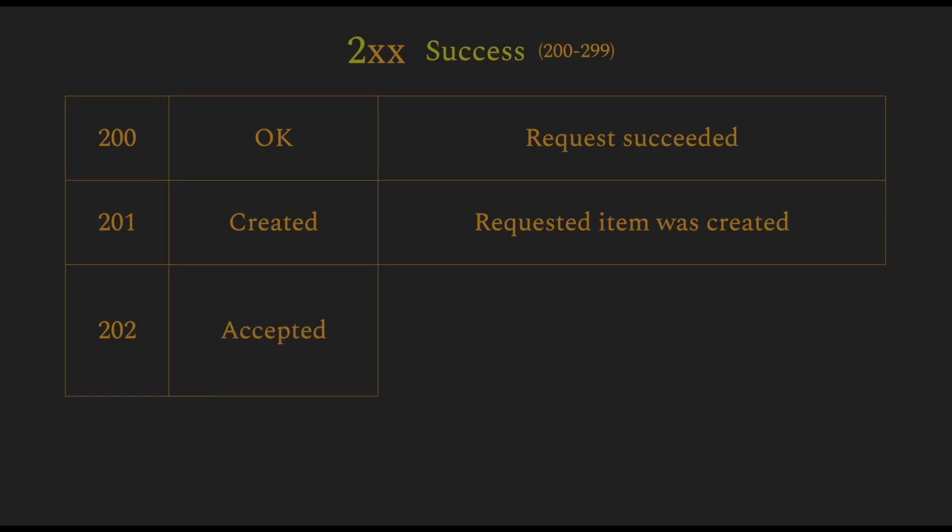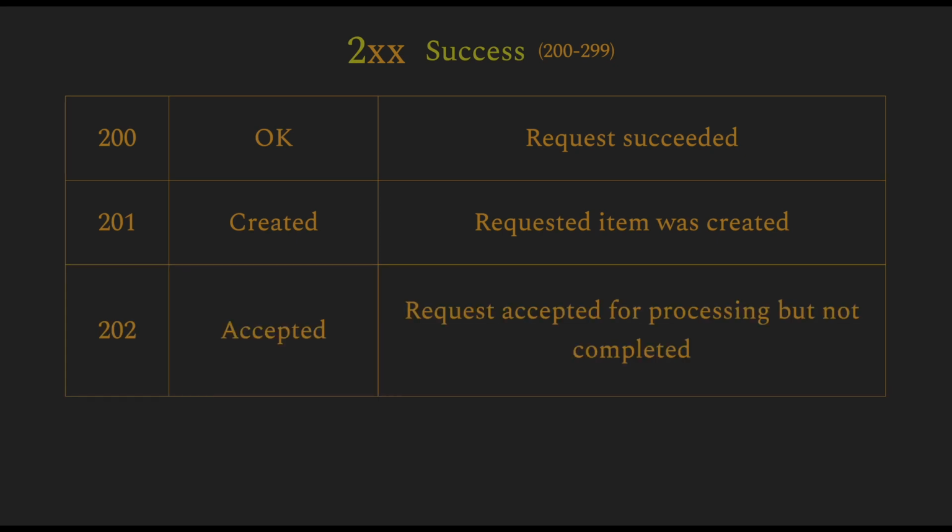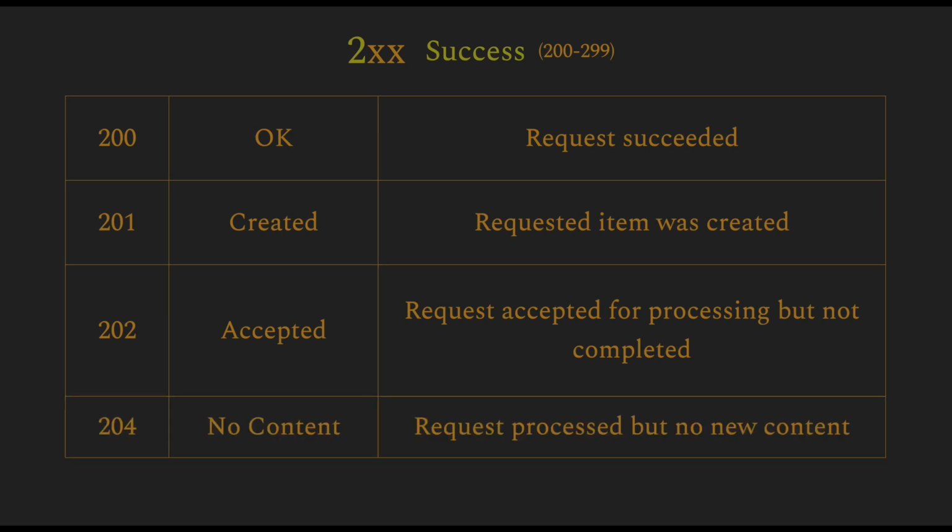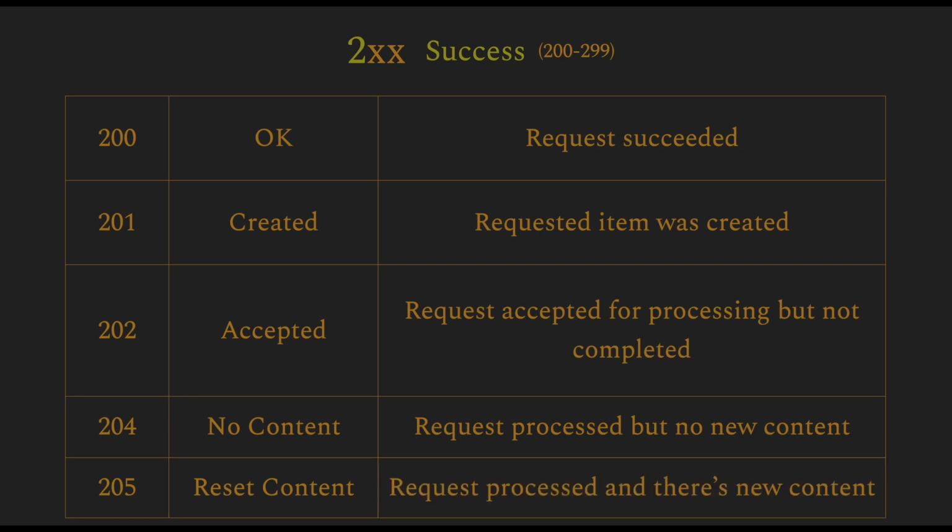202 means that the request has been accepted for processing, but it's not completed yet, and the client must, at a later point, query the server to get the status of the request. 204 means no content, which means that the request has been processed, but no new content was created, so the client does not have to ask for the new content. And 205 is quite important. It means reset content, so the request was sent and was processed and successful, and now there is new content which the server can load. So this is used in UXs where the 205 response means that the front end can load the data from the back end once again.